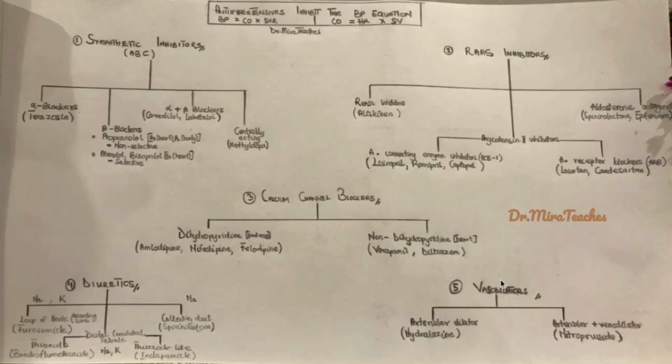All right, so these are the five main classes of antihypertensives. Vasodilators reduce systemic vascular resistance, diuretics reduce cardiac output, calcium channel blockers reduce systemic vascular resistance and cardiac output. Then you have renin-angiotensin-aldosterone system inhibitors, which reduce both cardiac output and systemic vascular resistance. Sympathetic inhibitors also reduce cardiac output and systemic vascular resistance.